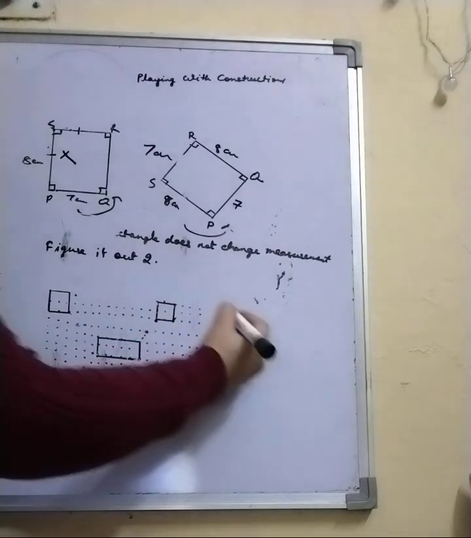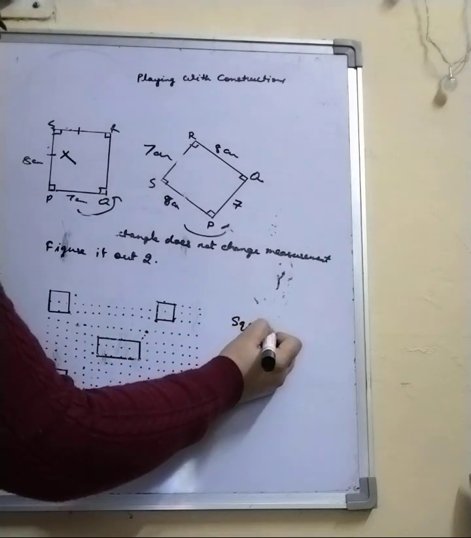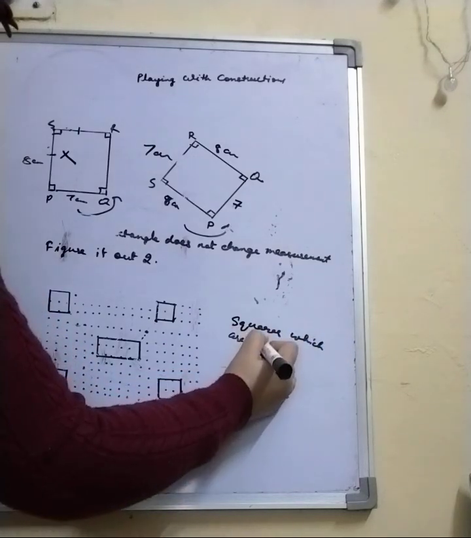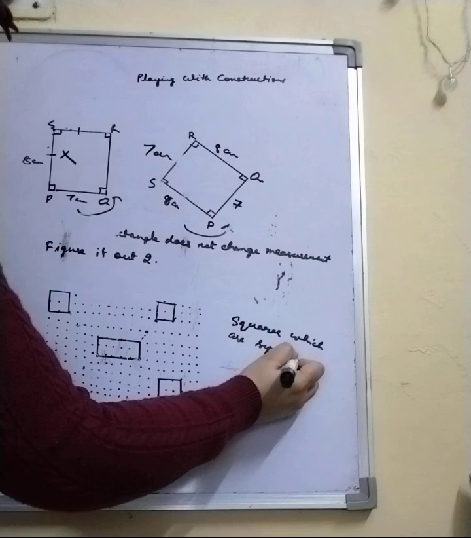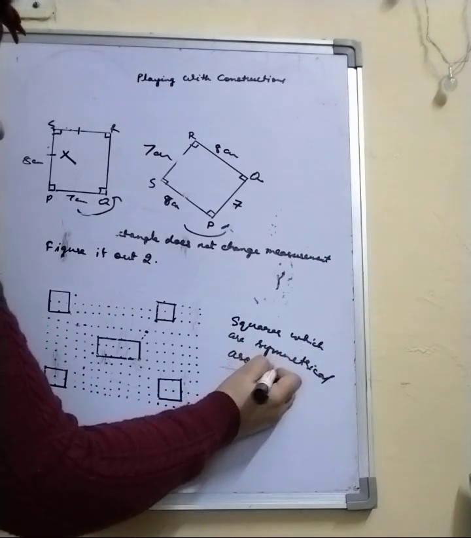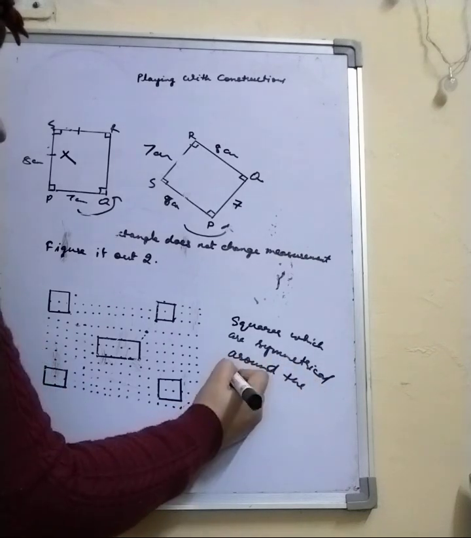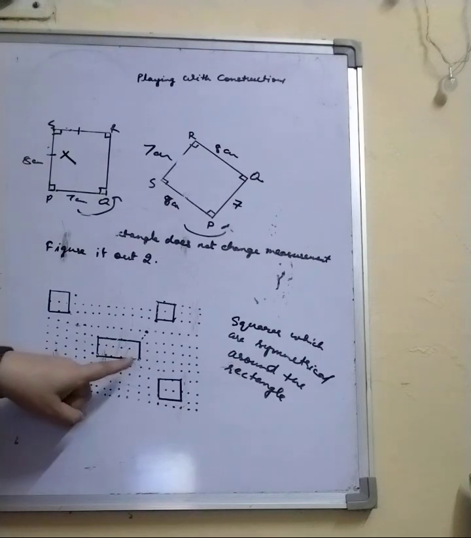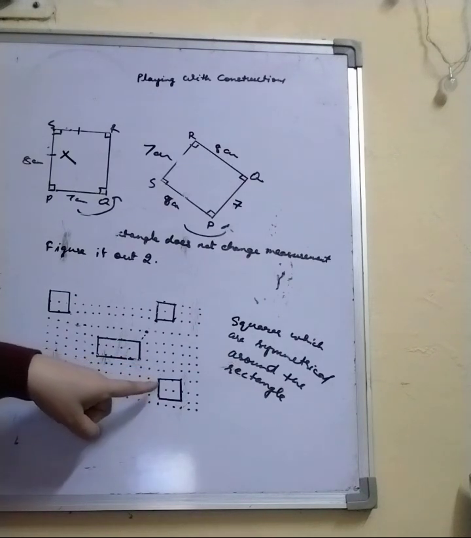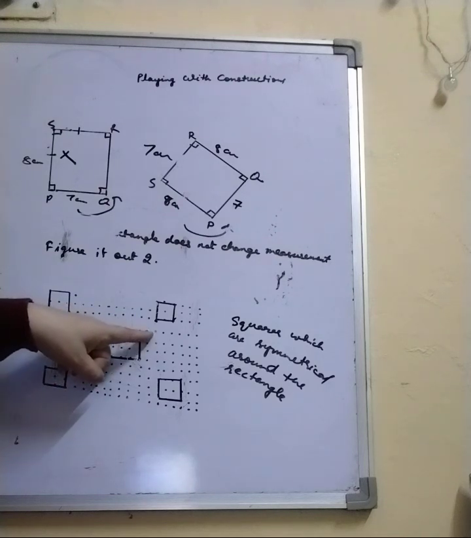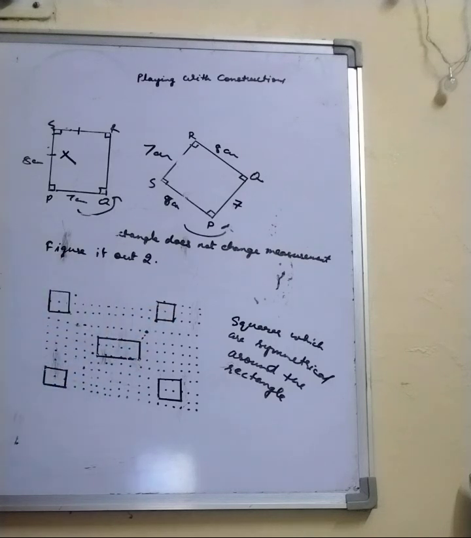So these are the squares which are symmetrical around the rectangle. So on the dot paper you have to keep in mind that skip one dot, start from the second, or similarly skip one dot diagonally, in a slanting manner, and start from the second.